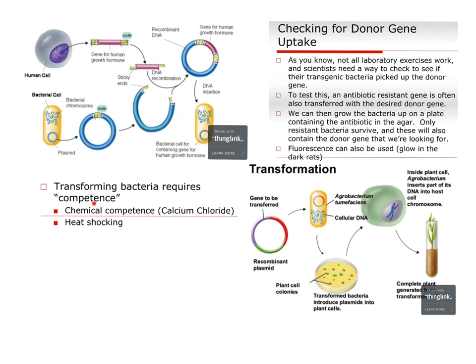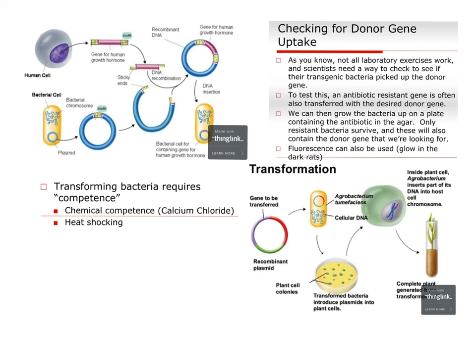Transforming bacteria in a lab requires what's called competence, and we would have done this lab had COVID not taken over our lives. But what you do as part of a transformation experiment is go through a heat shocking procedure in the presence of a chemical, calcium chloride, and what that does is basically make the bacterial cell wall porous enough that it is more likely to pick up our recombined, or recombinant, plasmid. And that's chemical competence. That's what you're doing.